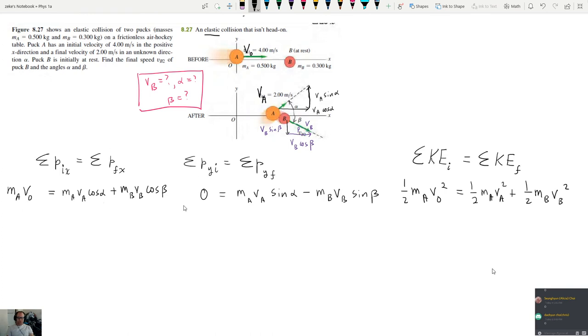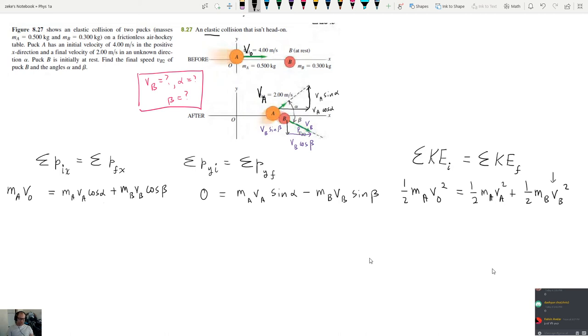So equation one has three unknowns, alpha, beta, and VB. Same thing for equation two. Now, equation three only has one unknown, I think, right? It's just VB, right? Because we know VA, yeah? That's great. So let's solve for it. Let's solve for VB.